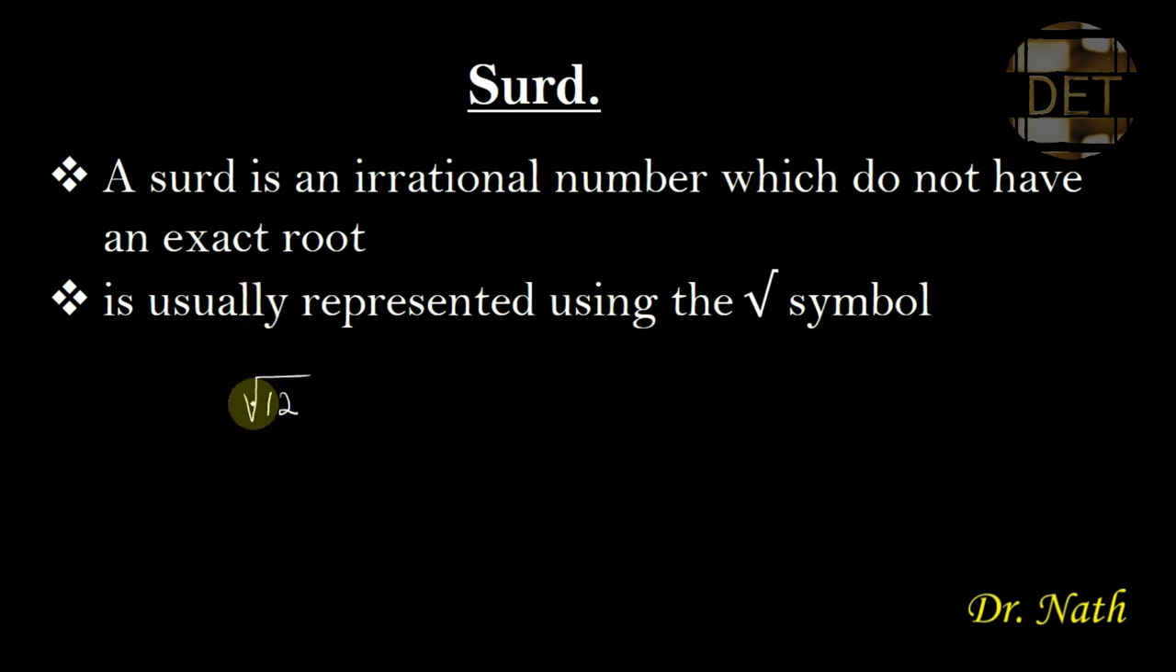It is a surd because it is an irrational number which does not have an exact root. But the square root of 16 is not a surd because the square root of 16 is equal to 4. It has an exact root. So this is a surd. This is not a surd. If you look for the square root of 12, it does not have an exact root, unlike 16, whose square root is equal to 4.